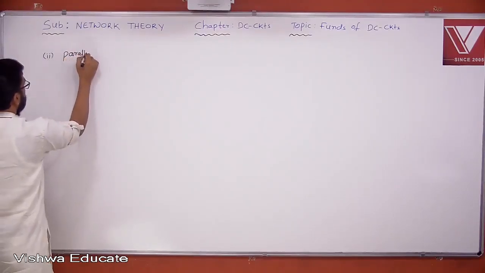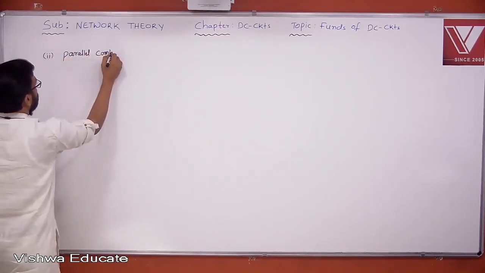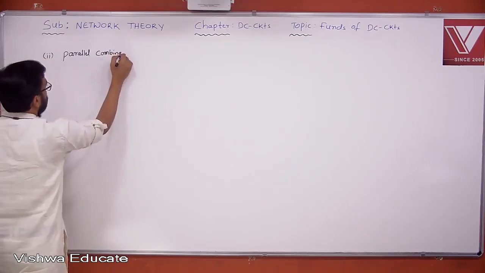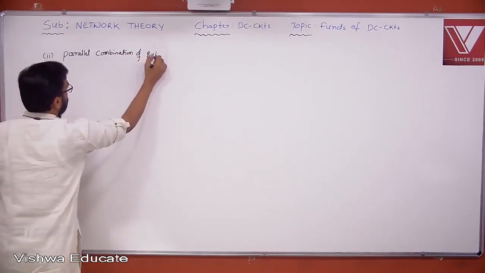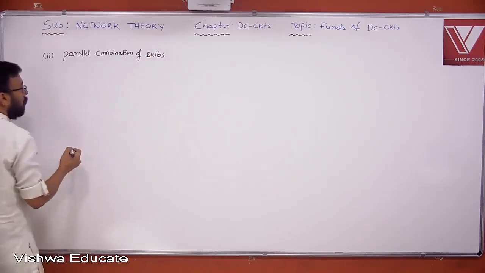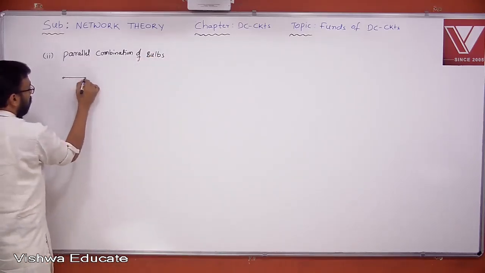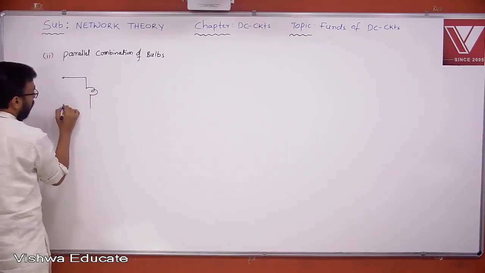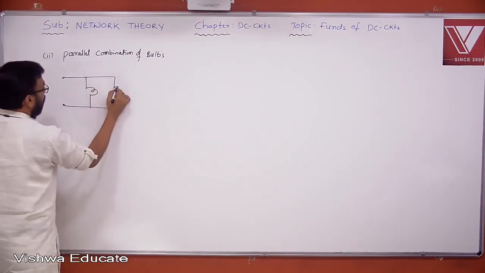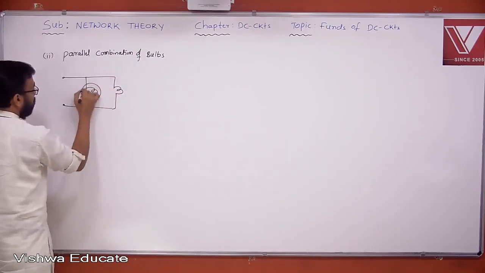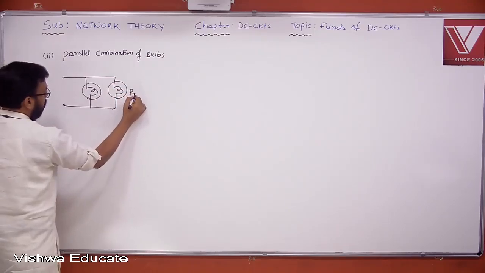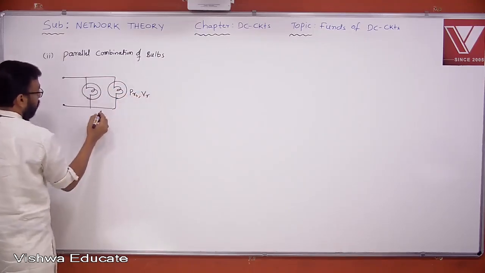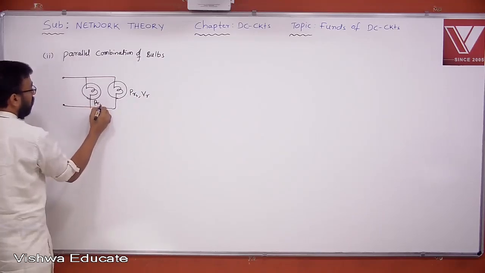Parallel combination of bulbs. Okay. Now if I connect the bulbs in parallel, so what is parallel? Actually here voltage is the same but current divides, right? So here it has got some power rating PR2, and of course the voltage rating is the same. Here PR1 but the voltage rating is the same.